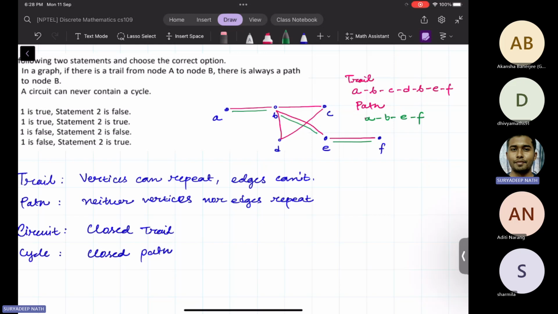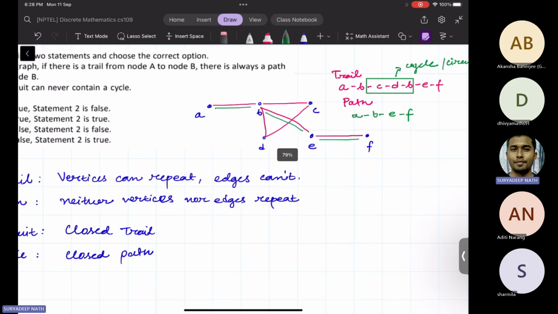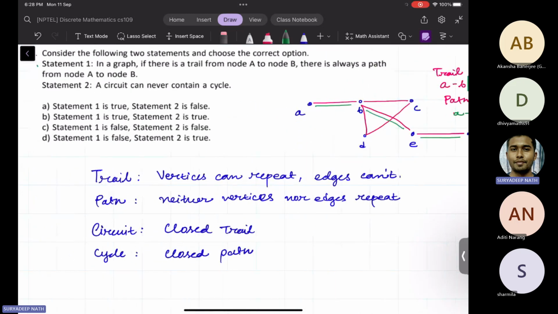So basically, if you check in this trail, the vertices that are repeating, from here to here, this forms a cycle, and you can always remove such a cycle or a circuit it can form, and you can get a path straight away. So a trail will always contain a path. So statement 1 is true.